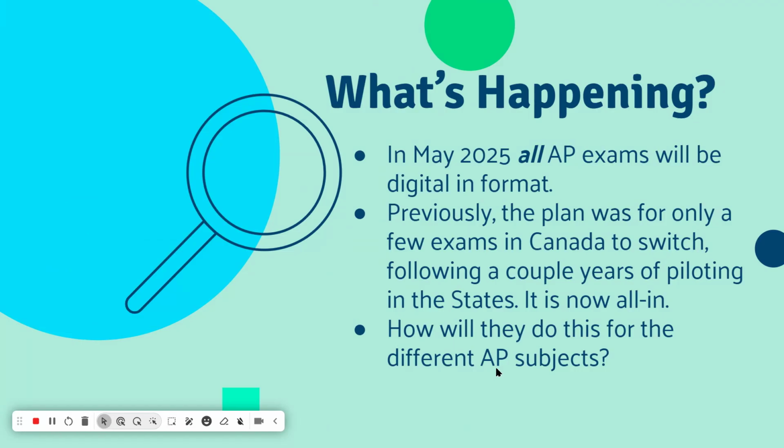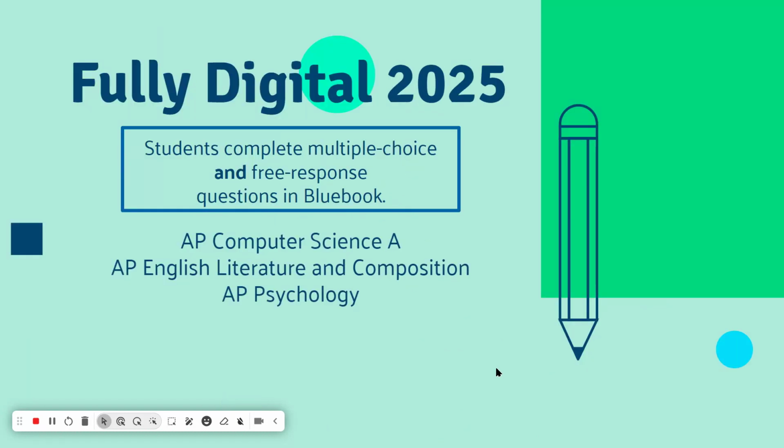Now, what is this going to look like? Well, it does depend a little bit on the subject that you're writing a test for. So let's say you're in computer science, English Lit or psychology. You're going to be doing a fully digital AP exam. What I mean by that is you'll get into the classroom, you'll sign into a Chromebook with your College Board account, nothing to do with your ECSD account, and then you'll start the multiple choice part. You'll get about a 15-minute break, you'll come back into the classroom, and you'll write the second part, the free response, by typing in your written response work. Everything will be in Blue Book.